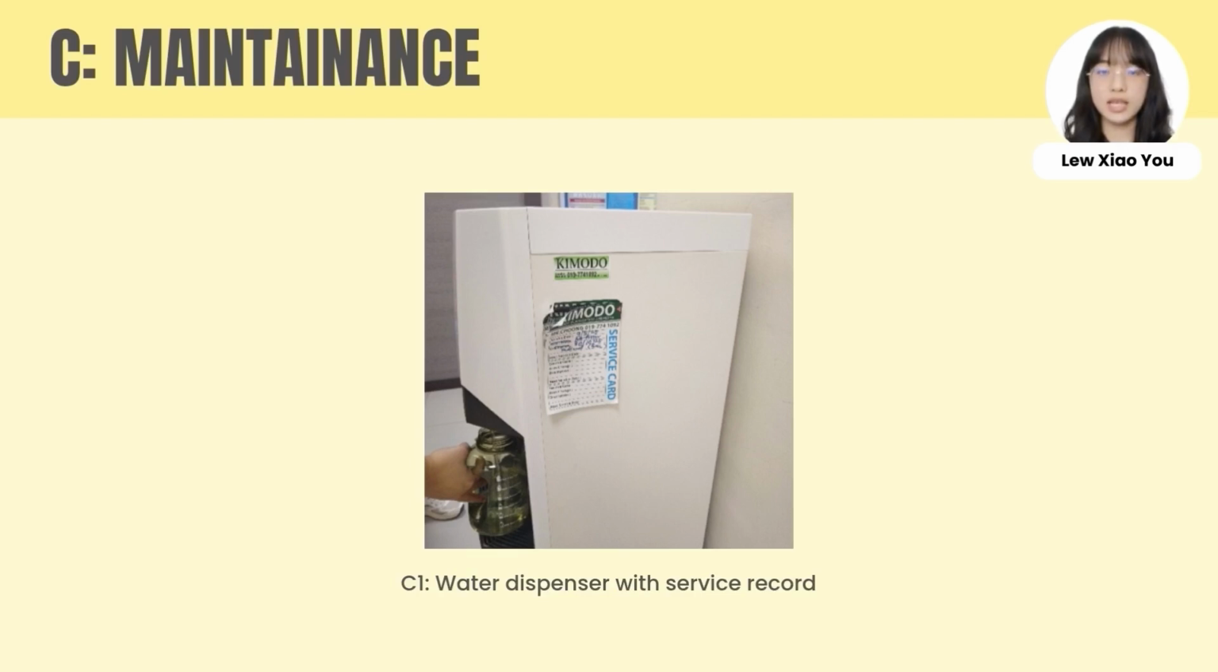For maintenance, the water dispenser is a good example of proper maintenance. The service record shows that the filter has been replaced and upkeep is done regularly. This gives confidence that the drinking water provided is clean and safe for everyone.